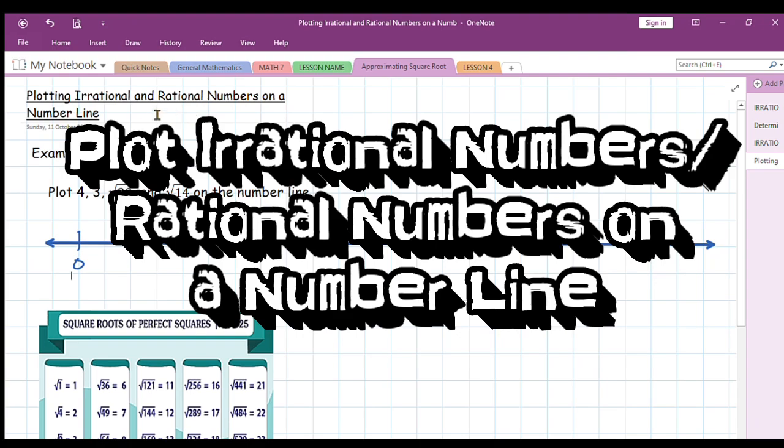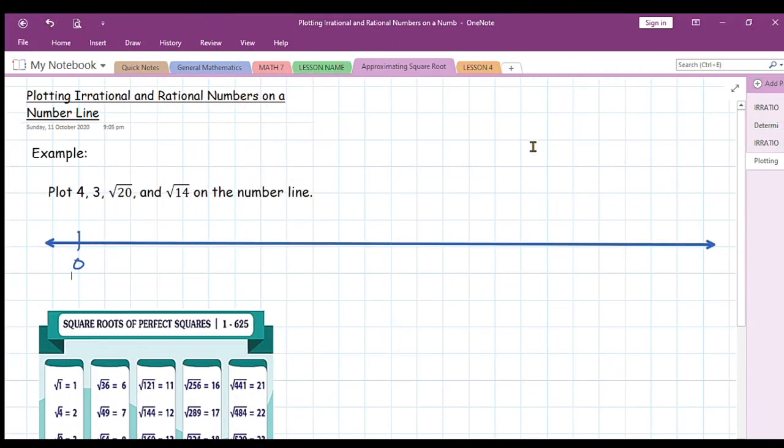So we're going to plot rational and irrational numbers on a number line. Since alam nyo na kung paano mag-approximate ng square root of a number, and alam na natin kung saan sila matatagpuan in between two integers, so pwede na tayo mag-plot. So gamitin na natin yung ideas natin or knowledge natin to plot these irrational and rational numbers in this number line. How are we going to plot these numbers? Example, we have 4, 3, the square root of 20, and the square root of 14 on a number line.